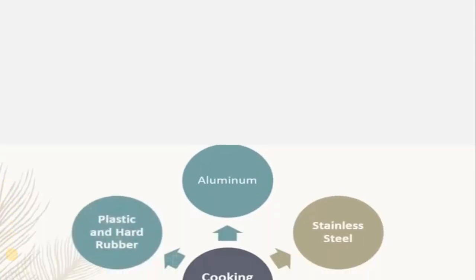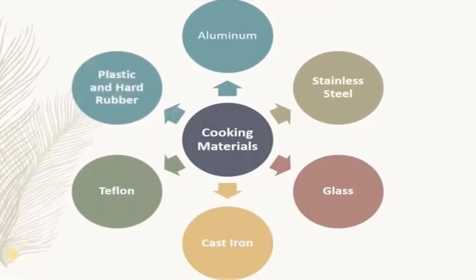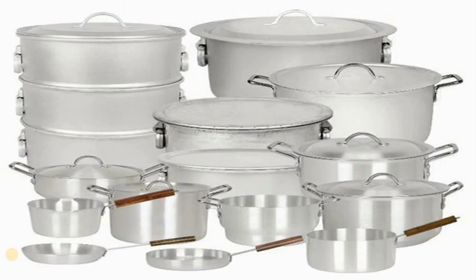Hey kids, do you know what utensils are made of? These utensils are made of stainless steel, glass, cast iron, Teflon, plastic and hard rubber, and aluminium. Aluminium utensils are mostly used in the kitchen. It is most popular because it is lightweight, attractive and less expensive.